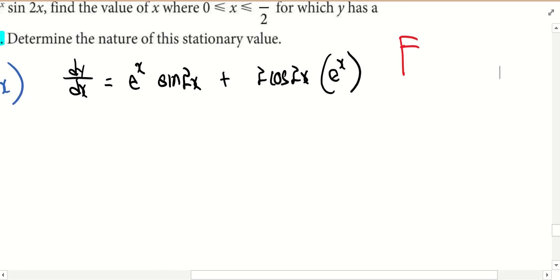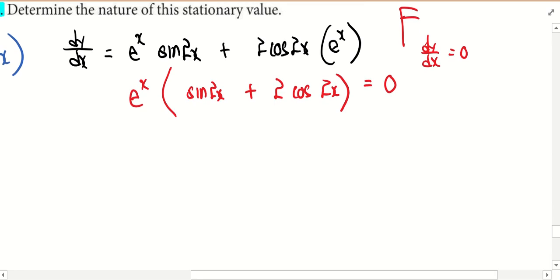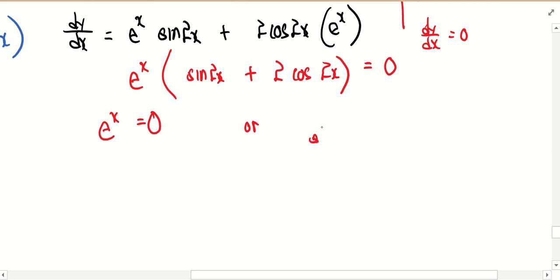The exponential term, right? Okay, let me factorize the exponential term. Then let me tell you, it will definitely be much easier. Why? Because the moment you factorize, we can make use of the zero product rule. So, this means that the first one is equal to 0, or the second one is equal to 0. Okay, let me do the easier one.